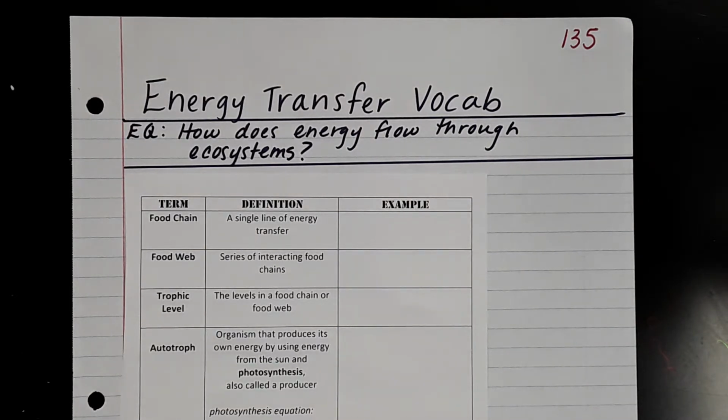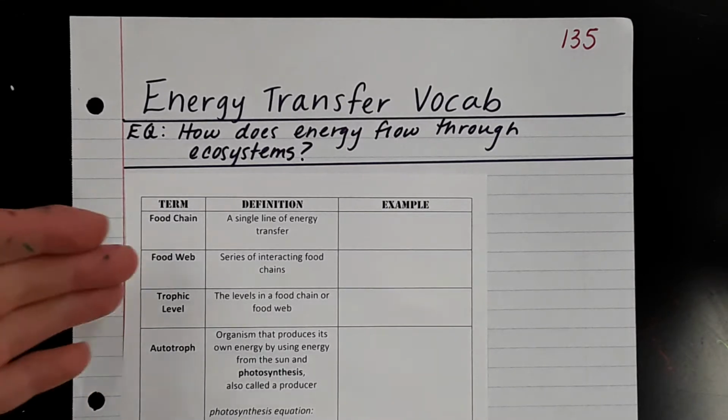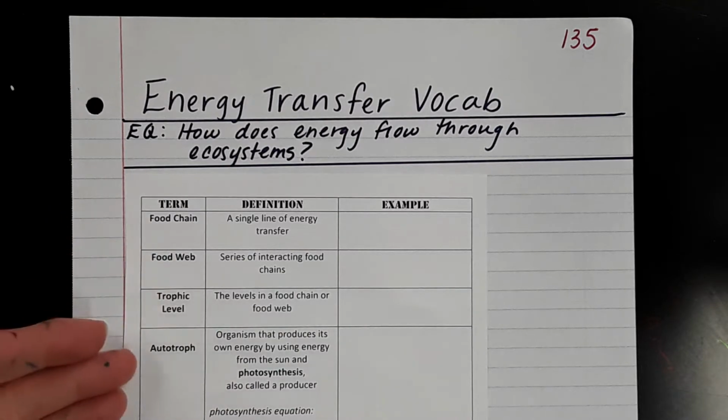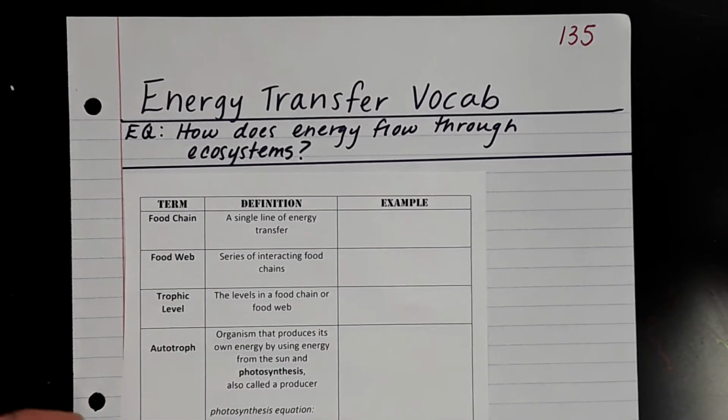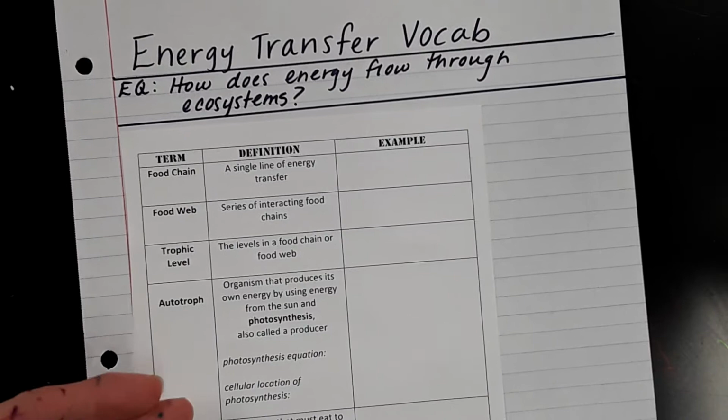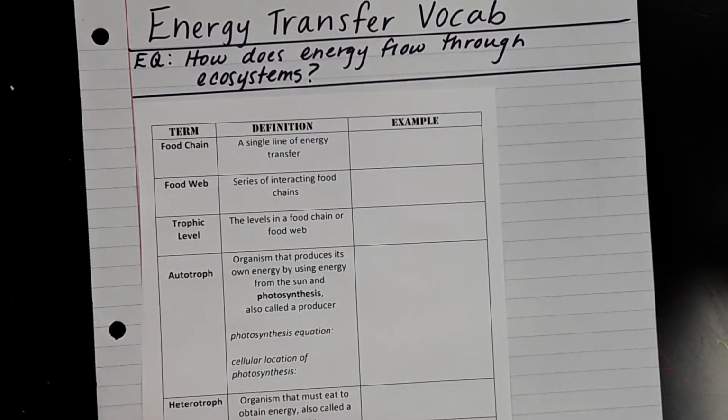So what we're looking at today is how does the energy actually flow through an ecosystem? What you guys want to be familiar with is some basic energy vocabulary that I'm sure you guys have been familiar with for many years. These terms are the food chain, a food web, a trophic level, an autotroph, a heterotroph, an herbivore, an omnivore, a carnivore, a scavenger, a decomposer, or an invasive species.